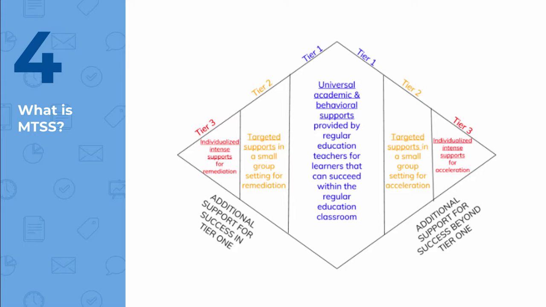Notice that the left-hand tiers are to help students be successful in Tier 1, while the right-hand tiers are to support students who are already successful in Tier 1. This video will only address the tiers on the left-hand side.